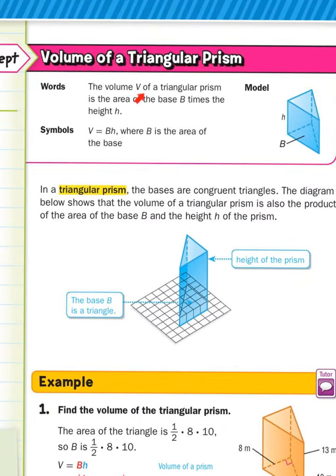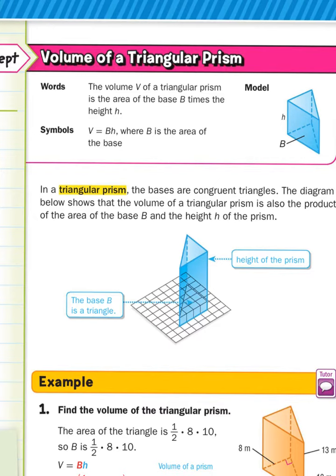Right here it says to find the volume of a triangular prism is the area of the base, big B, times the height h. So here's your formula. V equals big B times h. Now this big B is not like the B in old formulas, which was just the base. This is the area of the base of the prism. So this is going to be interesting here.